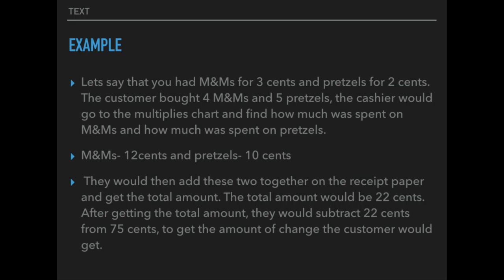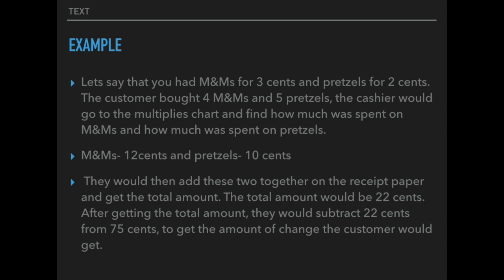4 times under the 3 column. So it would be 3 times 4, which would be 12. So they owe you 12 cents. And then the pretzels would be 5 times 2. So you go down 2 times in the 5s column and you see there's a 10. It would be 10 cents.